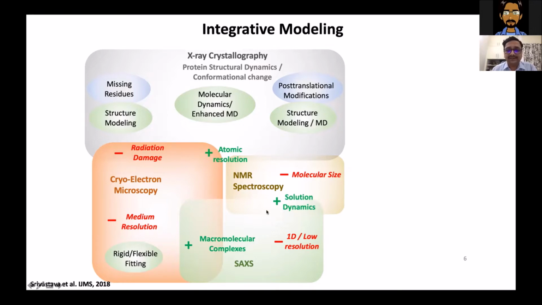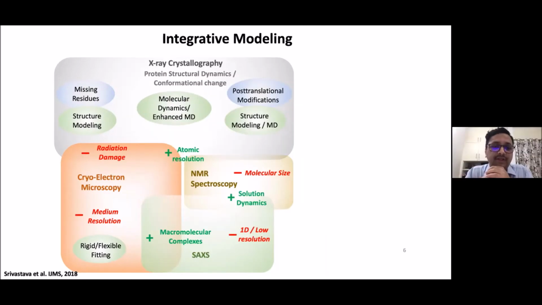Similarly, other techniques such as NMR spectroscopy, SAXS, or cryo-electron microscopy, almost all the structural techniques that we have do have some advantages or limitations associated with them. The computational methods which I've mentioned here in these green bubbles do try to mitigate some of these problems, or some of the limitations that exist in experimental techniques. However, as we all know, there are limitations that exist within them too.